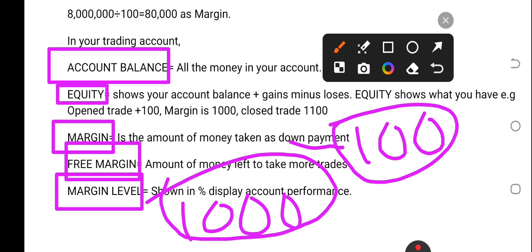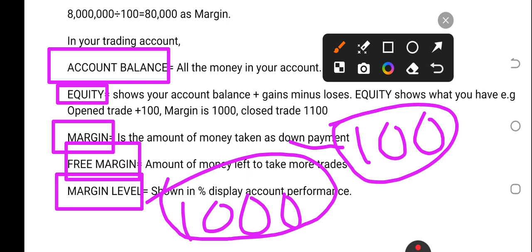Now we have what we call margin. Already know that is the amount of money that you have paid, your down payment. Then free margin is the amount of money left to take more trades. Okay, that is your free margin. If your trade is running in profit of 1,100, your free margin will be increasing. That means that your trade has opened. Maybe let's say you open a nano lot size or a micro lot size, and you have made 100 units of currencies. That 100 you can still add up and further open more trades.